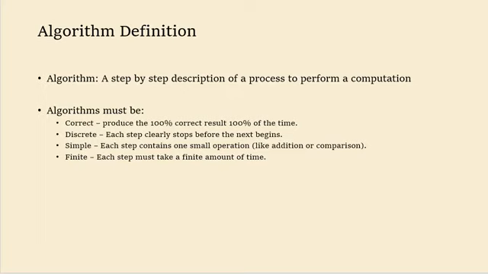So we need to have a clear step-by-step description, and step-by-step means step number one ends before step number two begins, step number two ends before step number three begins, and so on. In order to make that happen, each step has to be really simple, like one tiny operation, one addition, one comparison. And each step has to be finite. You can't say, here's a step, oh, and by the way, it may take forever, because now we never can get on to the next step.